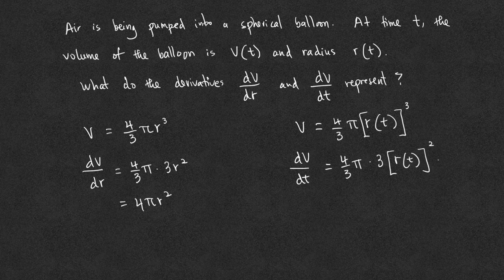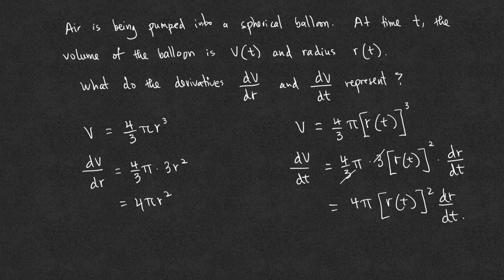We would need to multiply by the derivative of r of t, which is dr/dt. This is implicit differentiation. The 3 and the 3 cancel out, so we would end up with 4 pi r of t squared times dr/dt.